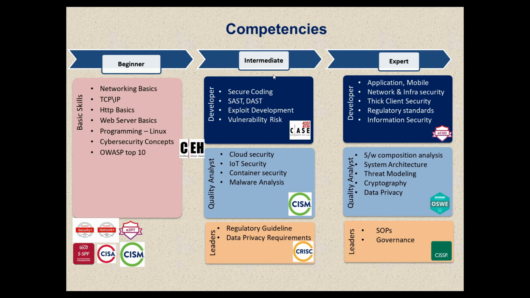In addition to the beginner level, if you want to become intermediate, say a developer who wants to transition to a cybersecurity professional: as he is already a developer, he knows the programming skills, so he needs to understand secure coding, SAST and DAST, which are static analysis and dynamic analysis, exploit development, and vulnerability risk analysis. If it is someone from QA, as he might not be aware of the coding part, in addition to the beginner skills, he needs to understand cloud security, IoT security, container security, and malware analysis.